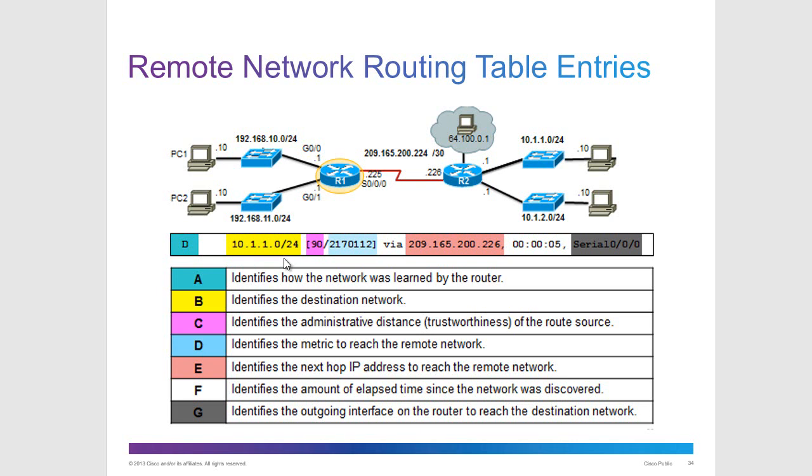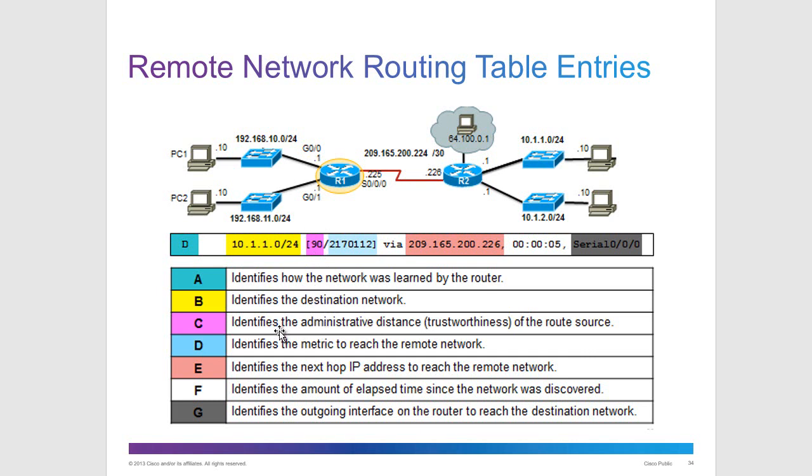All right, so the next field is going to be your destination network. That's pretty self-explanatory. That's all it is, the destination network. Your next field is the administrative distance or trustworthiness of your route source. Basically, this field, the lower the better. The lower it is, the more trustworthy it is.